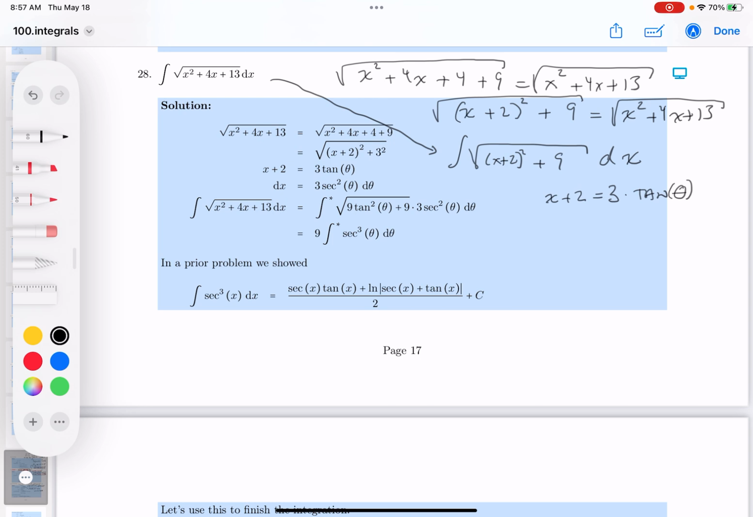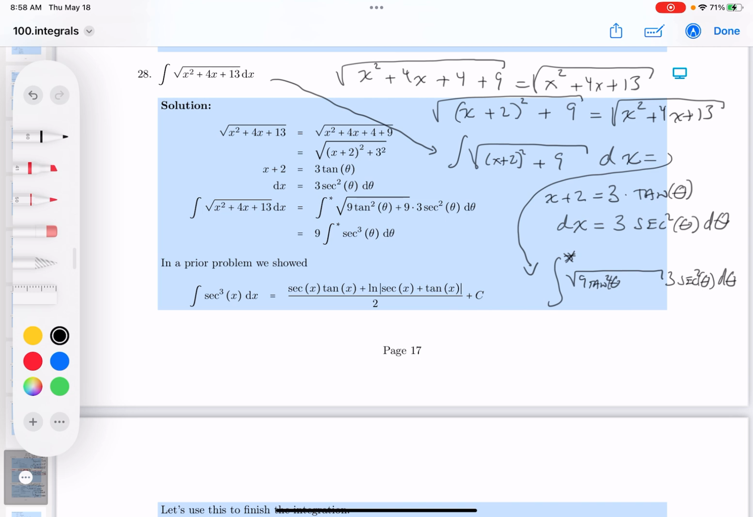Let's differentiate both sides. You get dx. On the right side, you're going to get 3 secant squared theta d theta. I can make my substitution now. And what do you get there? Put a little star here. Well, the dx is 3 secant squared theta d theta. And what goes on the inside? That would be 9 tangent squared theta plus 9.